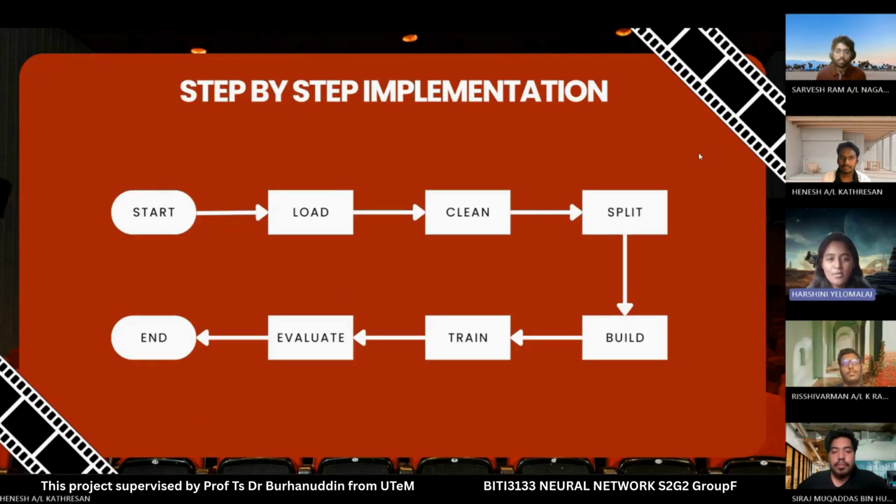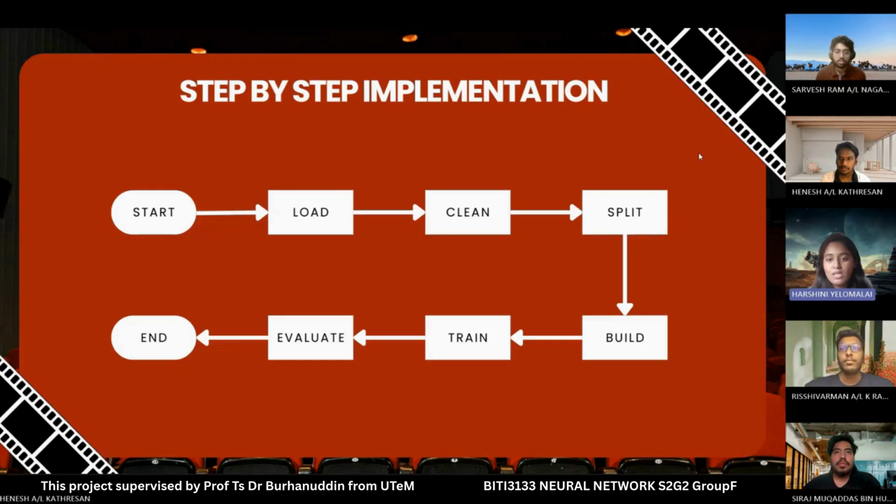Coming to the step-by-step implementation of our project. At the beginning, we get our data from Kaggle, and then we load our data. Once we load our data, we clean it with some pre-processing techniques, which are removing stopwords and special characters, and also making all the text lowercase. Then we do TF-IDF vectorization. Once that is done, we split the data into 80% and 20%. 80% is for the train data and 20% is for the test data.